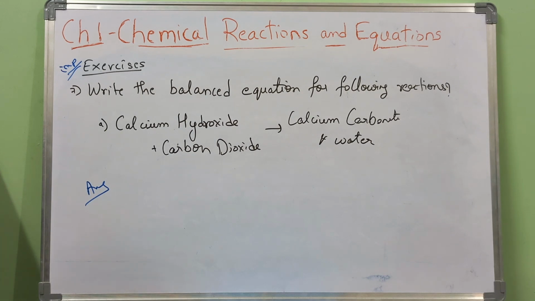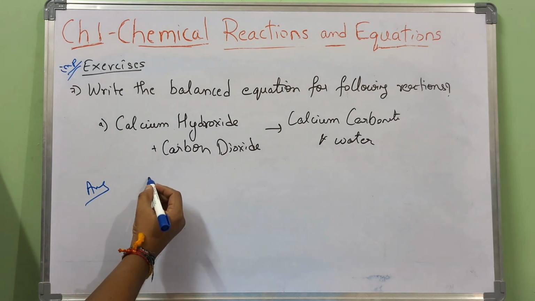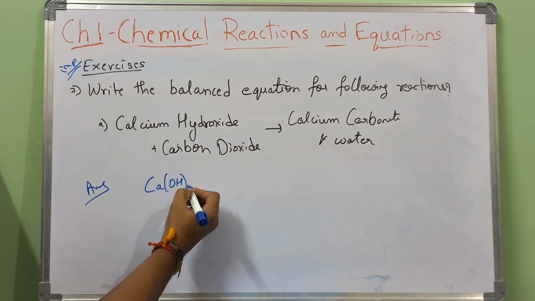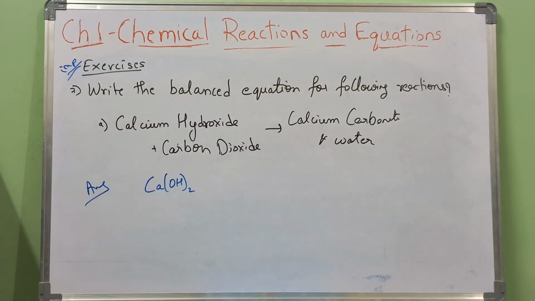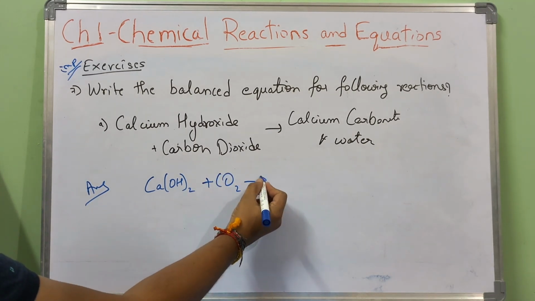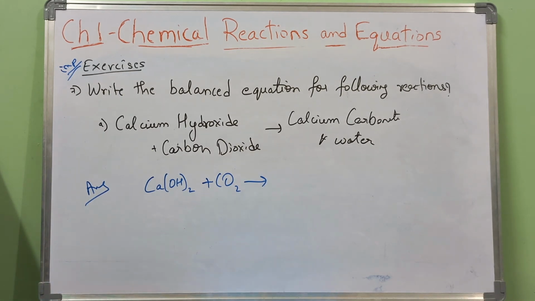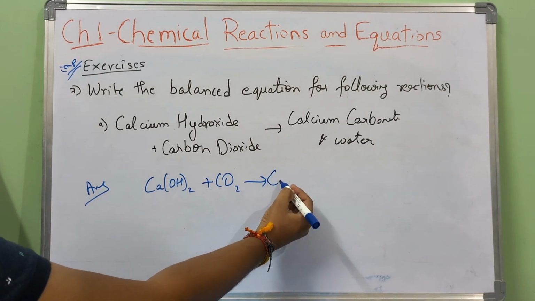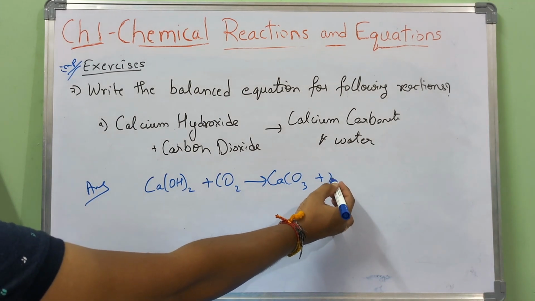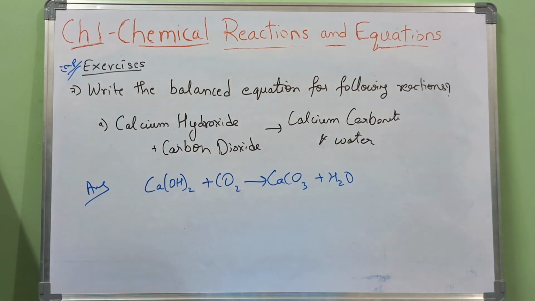What is the chemical formula of calcium hydroxide? It is Ca(OH)2. Ca(OH)2 plus carbon dioxide, which is CO2. When we react these two, what will it form? Calcium carbonate, that is CaCO3, plus water, which is H2O. Let's see whether this equation is balanced or not.